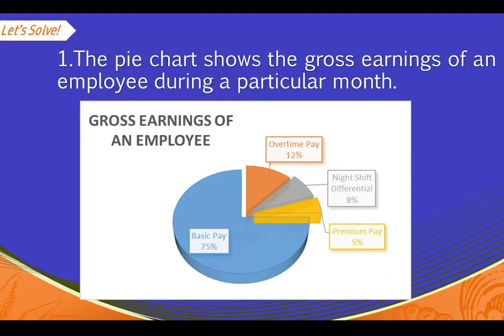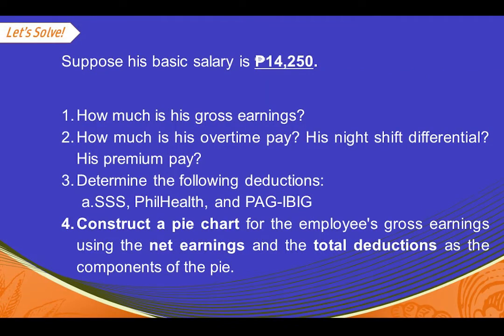The pie chart shows the gross earnings of an employee during a particular month. Suppose his basic salary is 14,250 pesos. How much is his gross earnings? How much is his overtime pay? His night shift differential? His premium pay? Determine the following deductions: SSS, PhilHealth, and Pag-ibig. Construct a pie chart for the employee's gross earnings using the net earnings and the total deductions as the components of the pie.